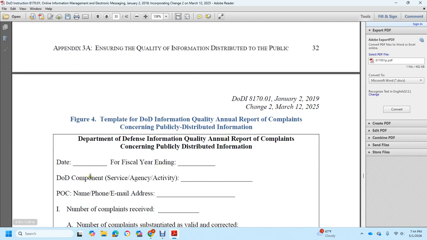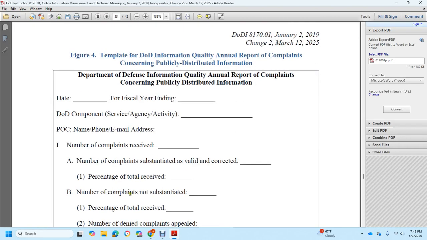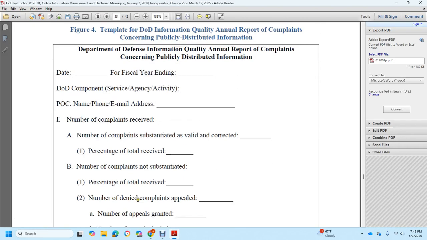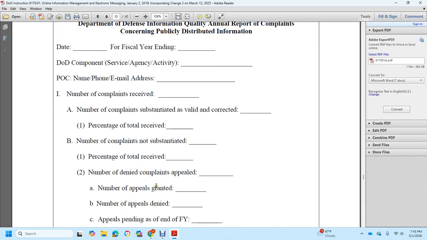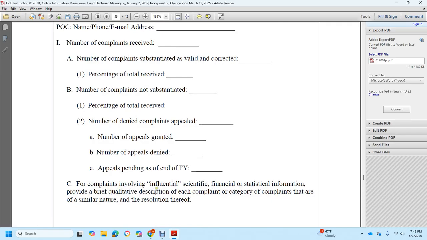The official year ending with the DoD component, service, agency, activity point of contact: name, phone, email, address. The number of claims received; the number of complaints substantiated, validated, correct, percentage of the total received; the number of complaints not substantiated, percentage of the total received; the number denied; complaints appealed; the number of appeals granted; the number of appeals denied; appeals pending at the end of the official year.